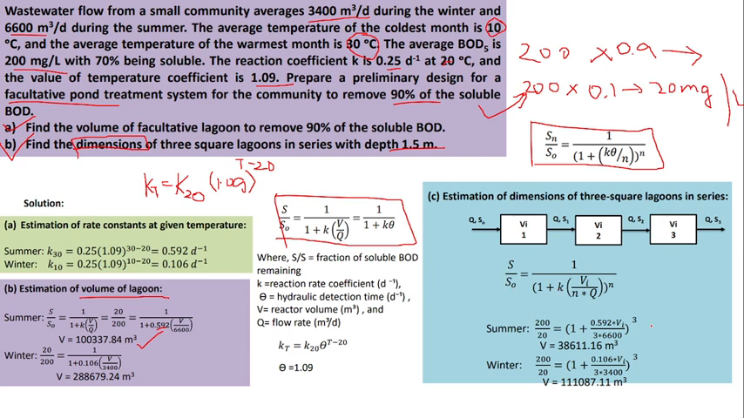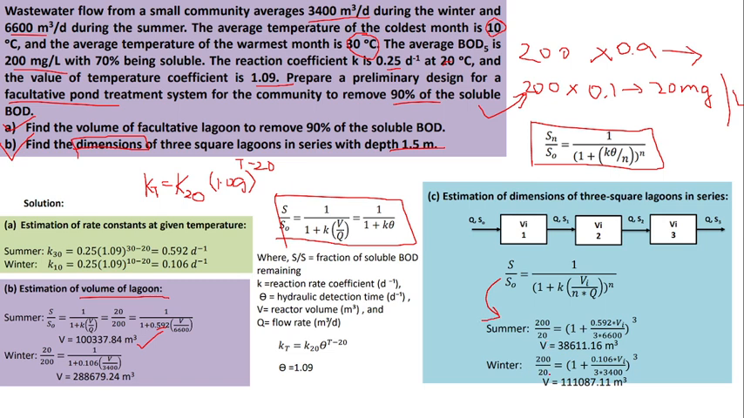This is just the reciprocal of this equation to avoid these fractions. So S naught by S is equal to 1 plus K into Vi by N into Q, whole power n. Okay, that is how this is written. So 200 by 20 is equal to 1 plus the K value for summer, 0.592, into Vi, which is going to be found, divided by 3. So there are 3 lagoons, so N is 3, flow rate is 6,600, whole power 3. So now the volume is 38,611.16 meter cube.